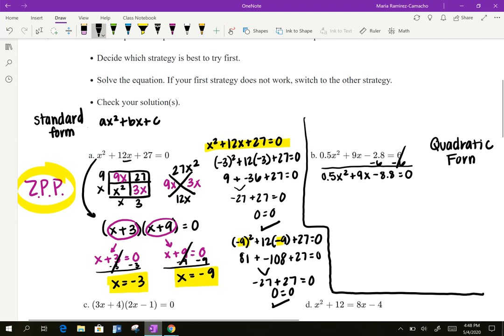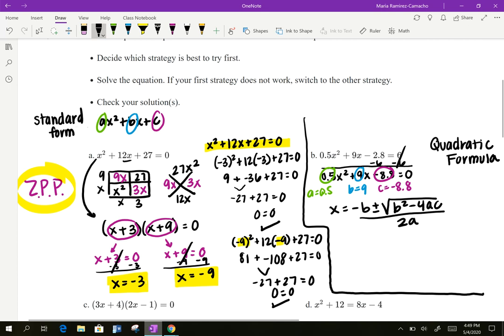Before I write out the formula, let's identify A, B, and C in our equation. Okay, now that this is written in standard form, A is 0.5, B is 9, and C is negative 8.8. Here's the formula. I'm going to sing it for you. X is equal to negative b plus or minus the square root of b squared minus 4ac all over 2a.